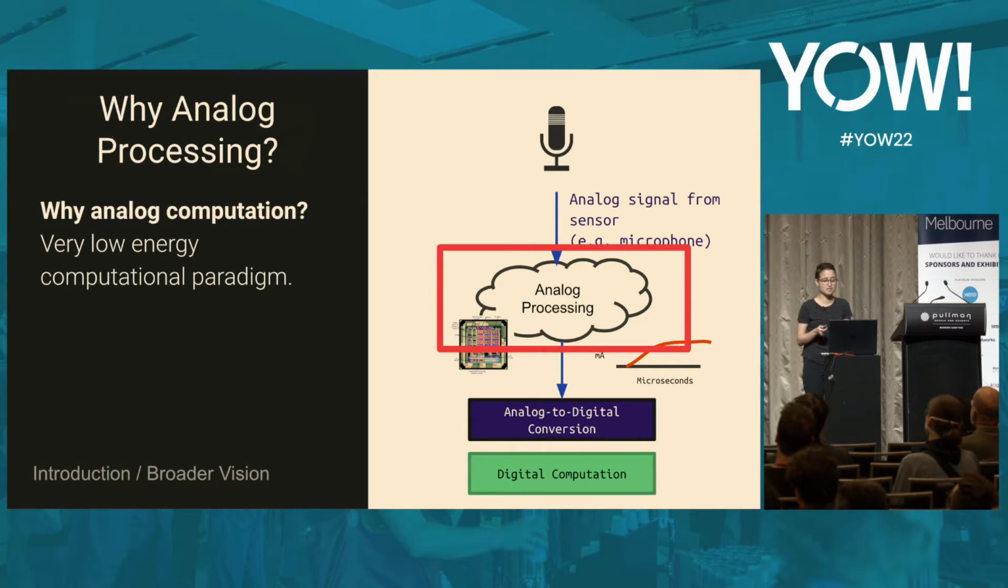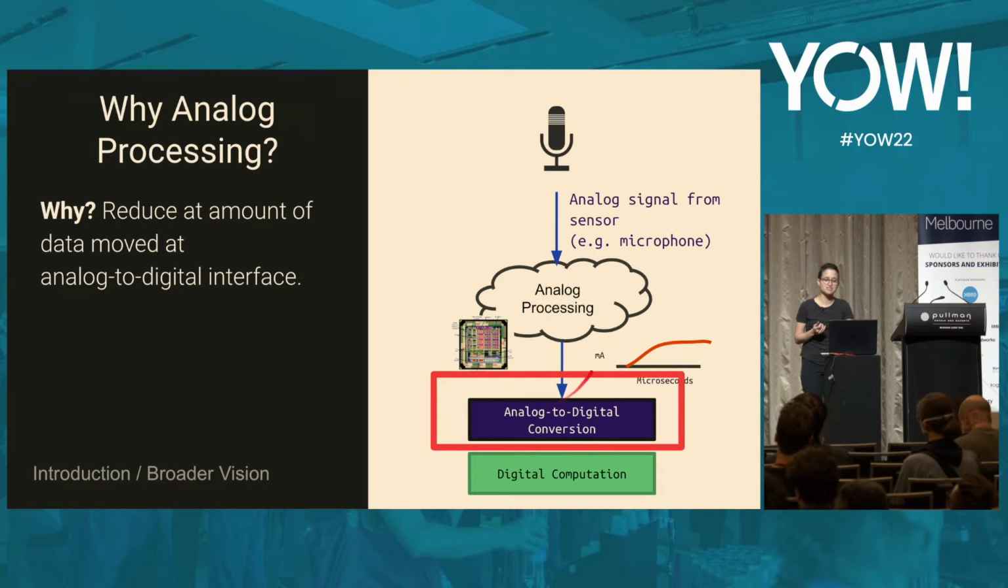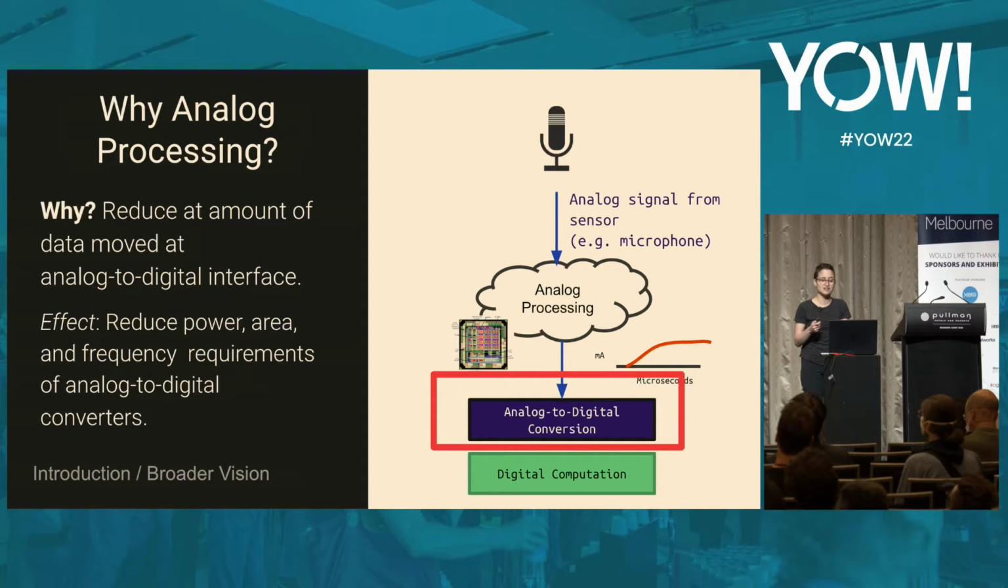So why do analog computation? Well, first off, it's a very low energy computational paradigm, and it also has a lot of downstream effects. For example, if you're intelligent about how you do analog processing, you can potentially reduce the fidelity of the samples you need to collect and the frequency at which you need to collect them at the analog to digital interface. This reduces the amount of data that you move across that interface, which enables you to use analog to digital converters that take up less power, less area, and operate at lower frequencies. This is advantageous because if anyone's worked with ADCs, they're extremely resource intensive. So anything you can do to make them more resource efficient is great.